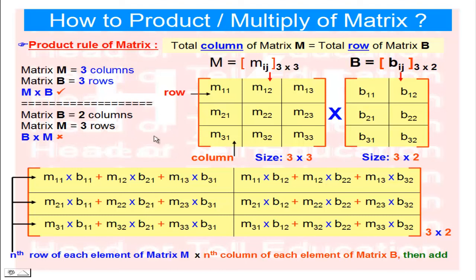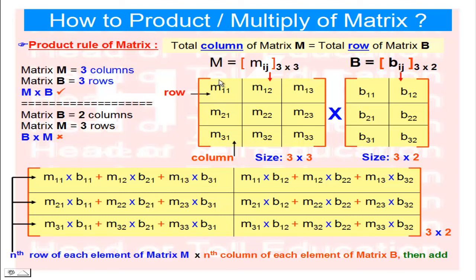Now, how is the multiplication process done for two matrices? Here in the general form, we take the first row of the first matrix and the first column of matrix B for multiplying. The first row is multiplied by the first column: each element of the first row with each element of the first column of the second matrix.